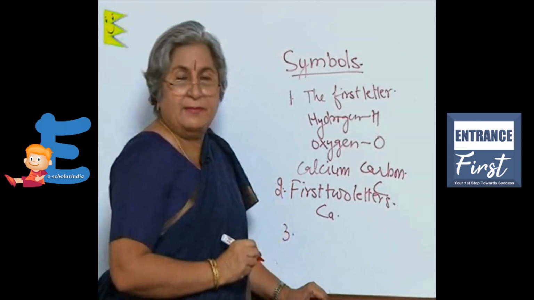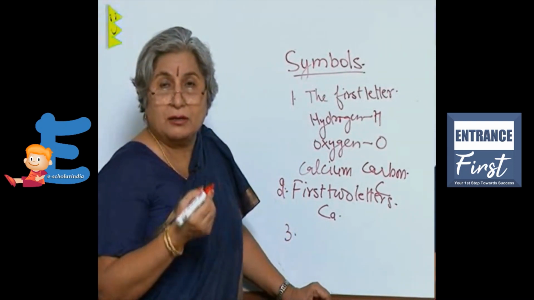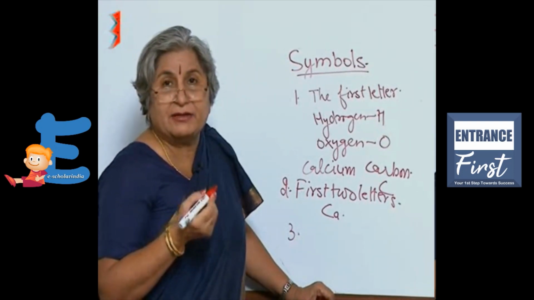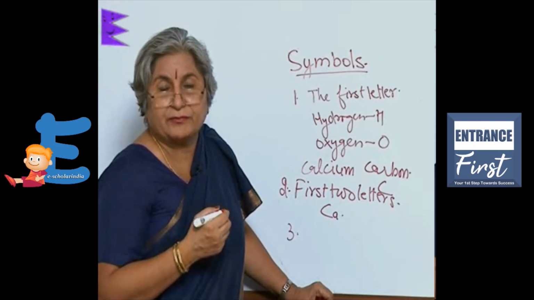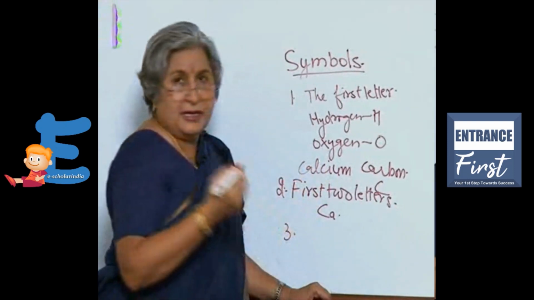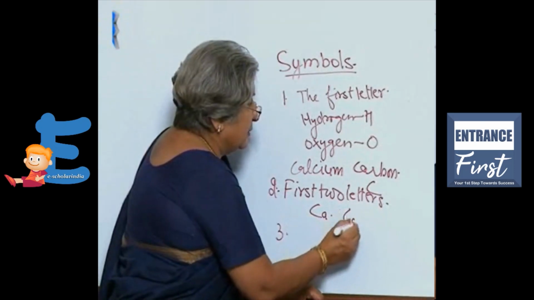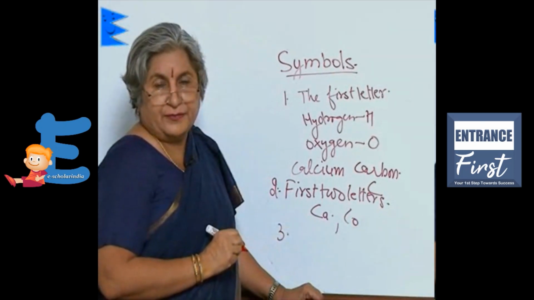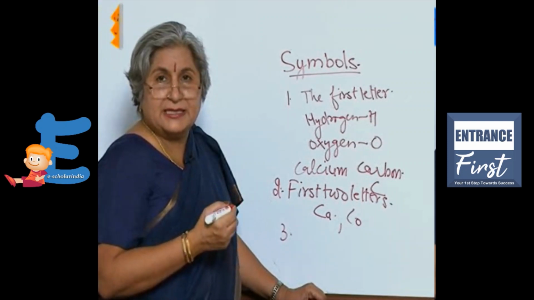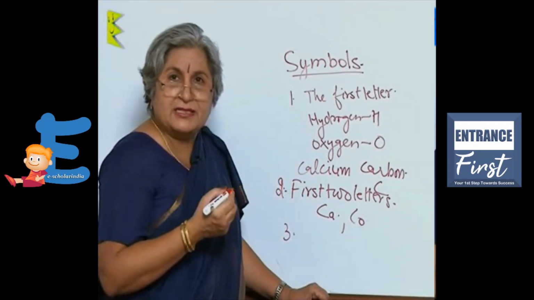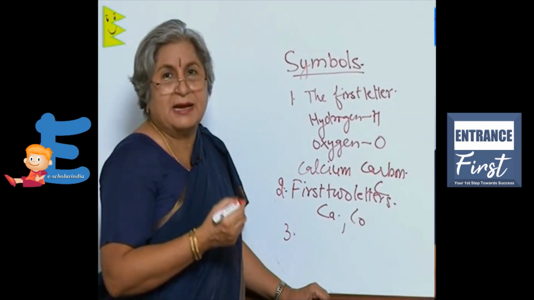still there was some problem because there are more cases in which they start with the same letter and even the first two letters may be the same. So what they did, okay, never mind. Now in case of, say, calcium and cobalt, they used the first two letters. But in some other cases, they wanted to use two letters which may not be first and second, it could be first and some other.